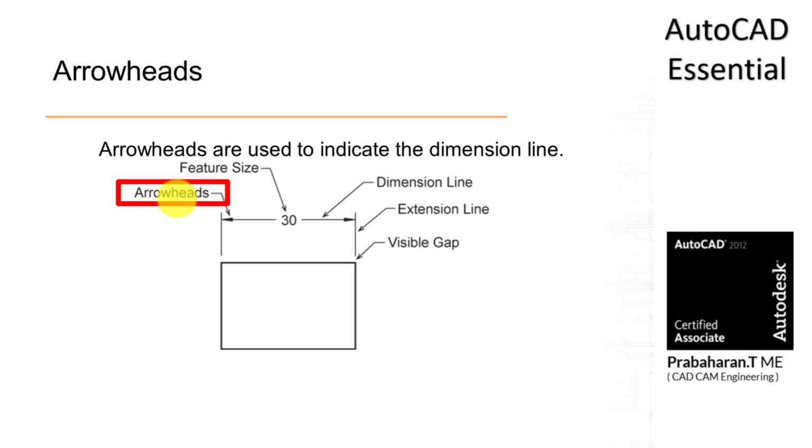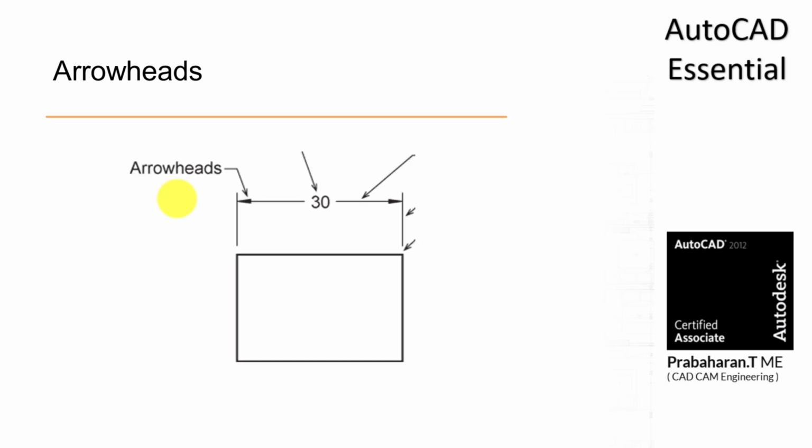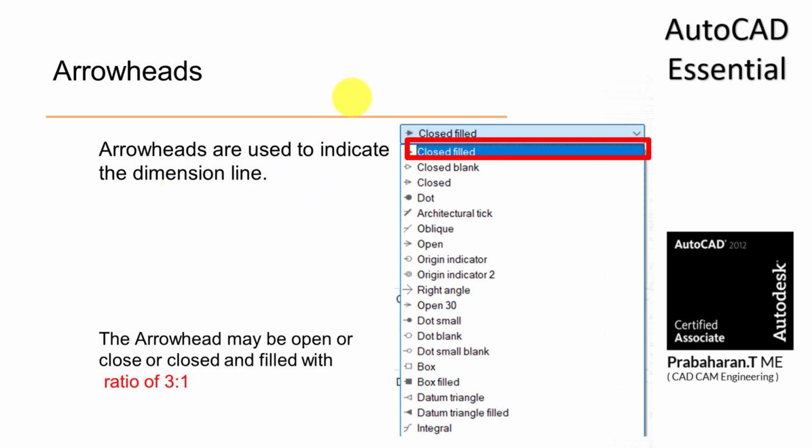In our engineering drawing, or we can say in our engineering practice, we have plenty of arrowheads: closed filled, open filled, dot, architectural, tick, oblique. Okay, there are plenty of arrowheads in practice. Mostly we are using the closed filled arrowhead. So in engineering practice, what do we follow?